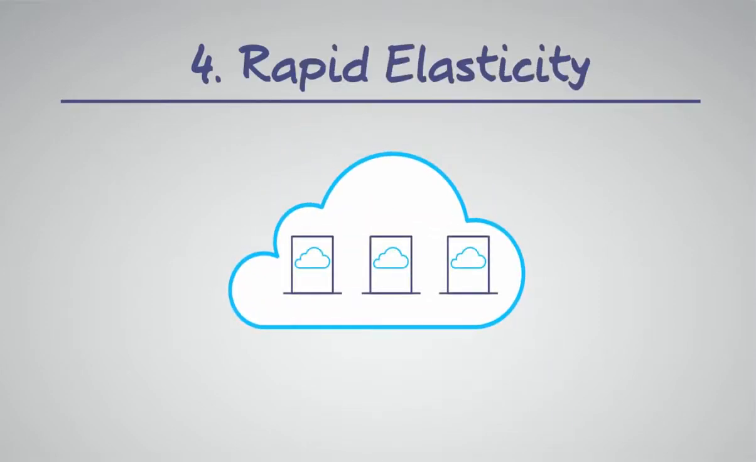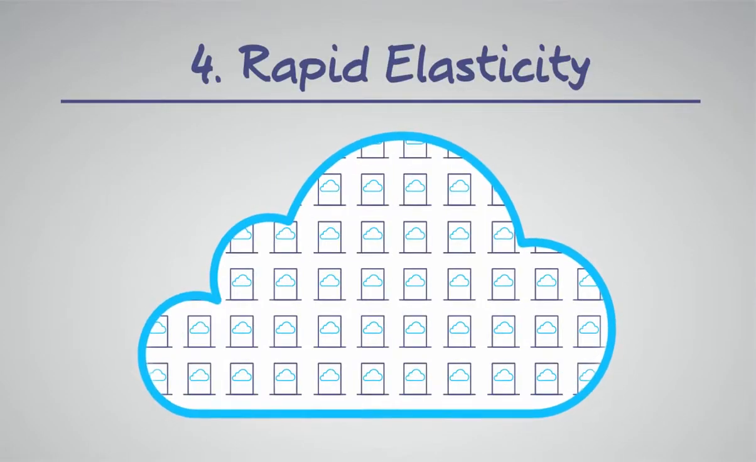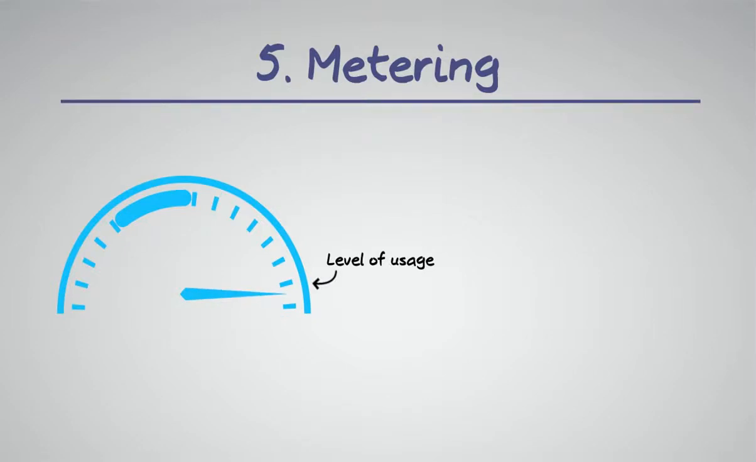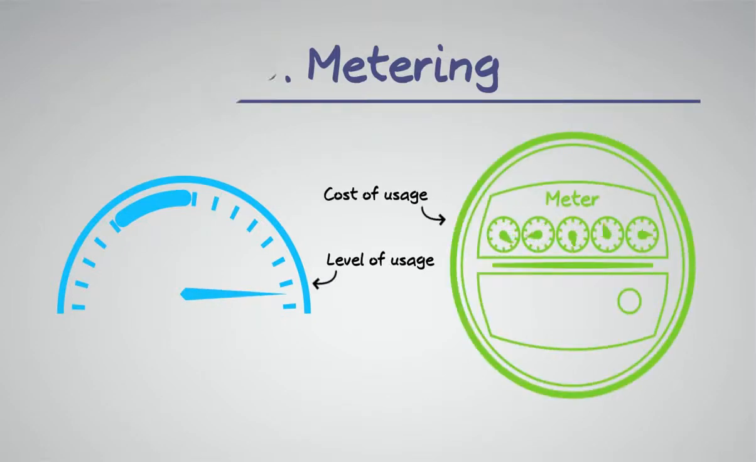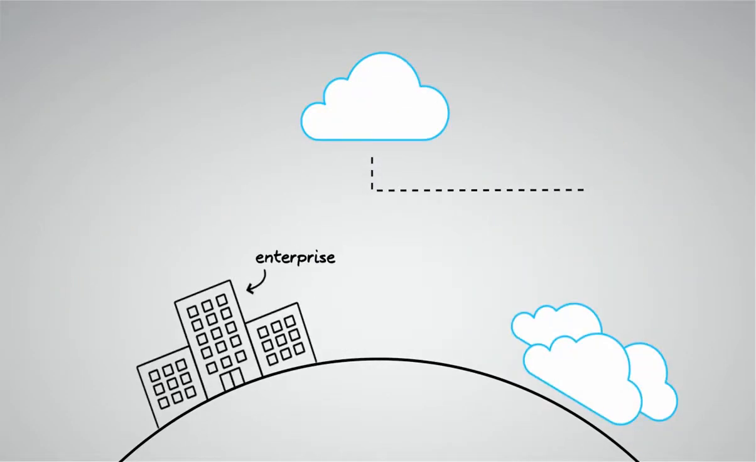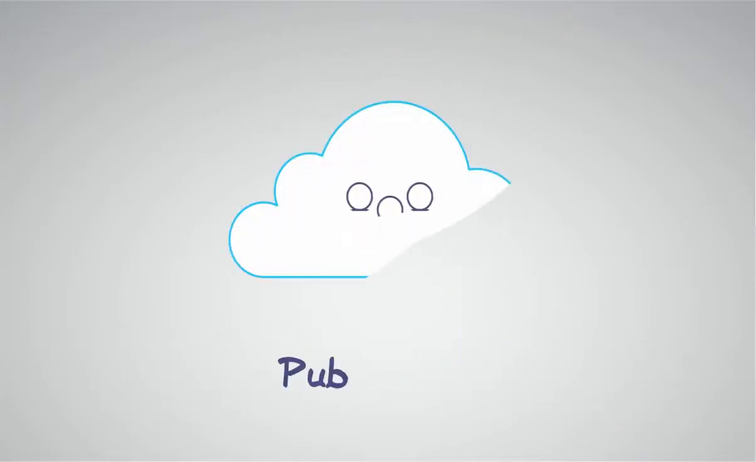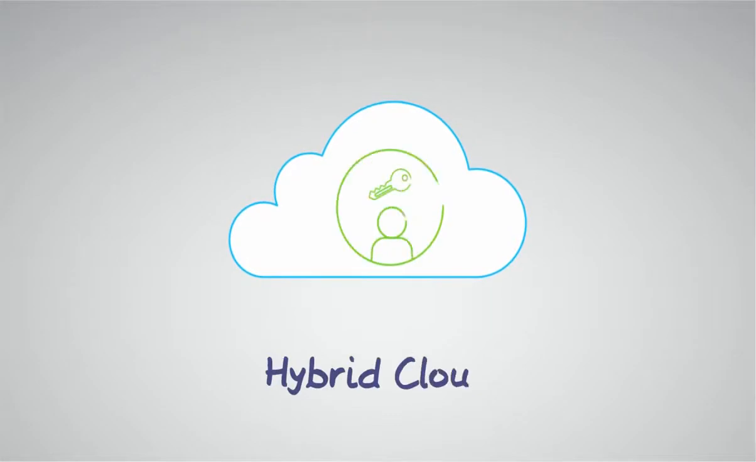Fourth, rapid elasticity. This ensures that the cloud can scale to meet the level of user demand. And fifth, metering. This tracks the level of resource usage or the cost of that usage. Cloud computing can take place outside your company or inside your firewall. In general, the options are public, private, or hybrid clouds.